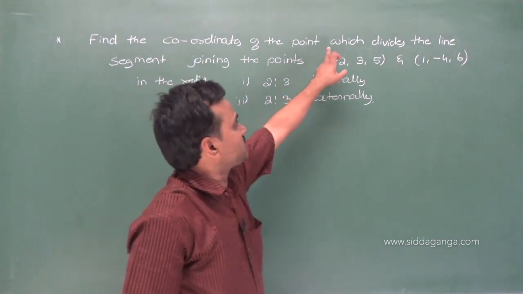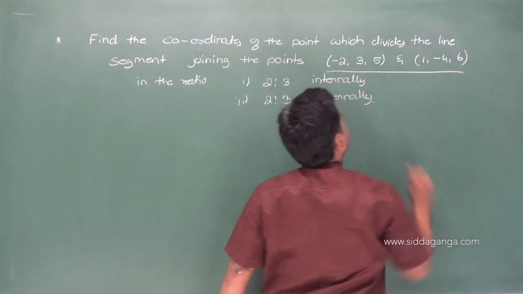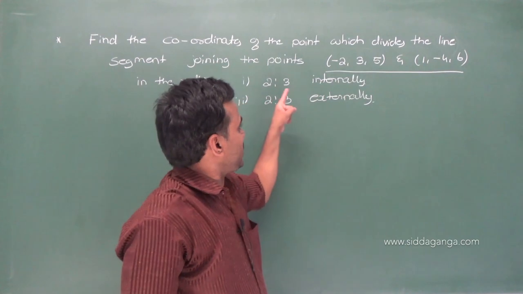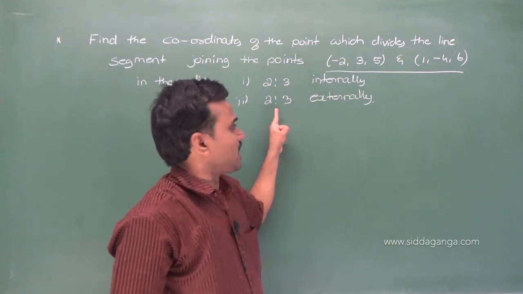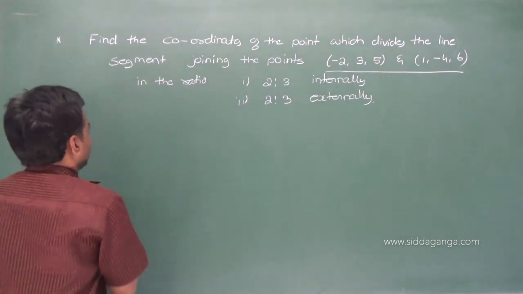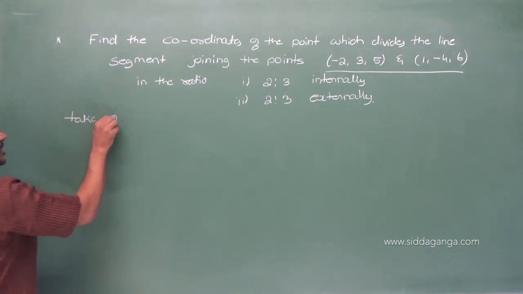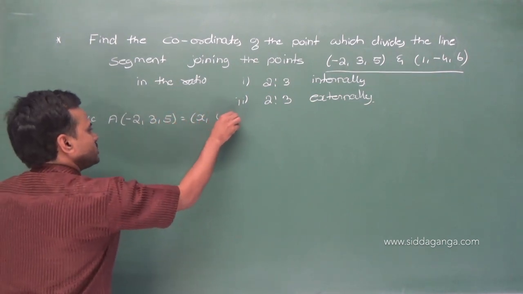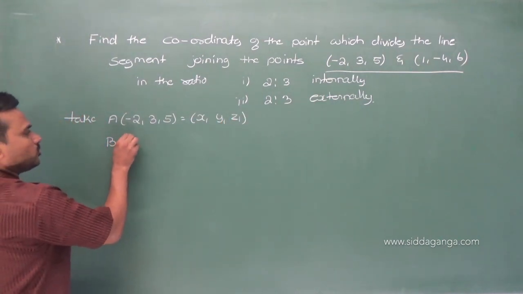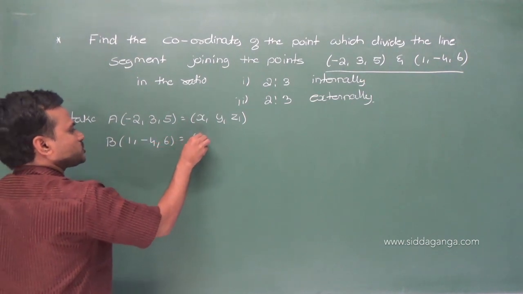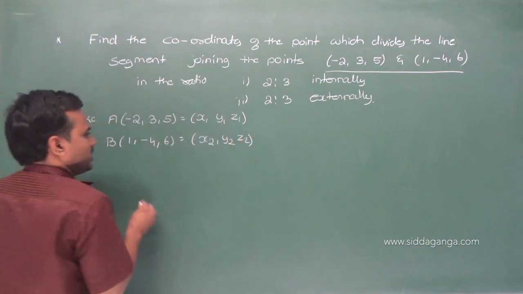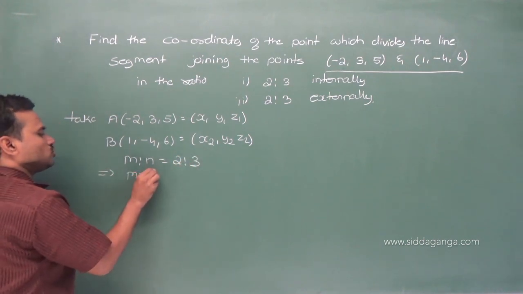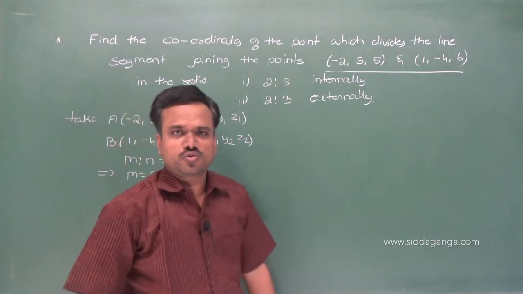Find the coordinates of the point which divides the line joining these two points (minus 2, 3, 5) and (1, minus 4, 6), firstly internally in the ratio 2 is to 3 and externally in the ratio 2 is to 3. What do we do? Take A of (minus 2, 3, 5) equal to x1, y1, z1. B of (1, minus 4, 6) equal to x2, y2, z2. M is to N is given as 2 is to 3. That implies M is equal to 2, N is equal to 3.